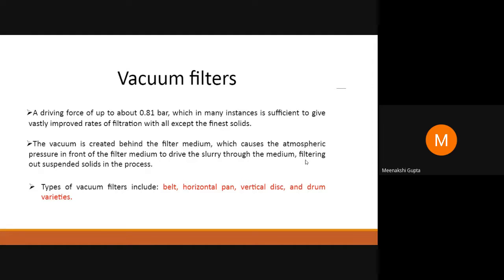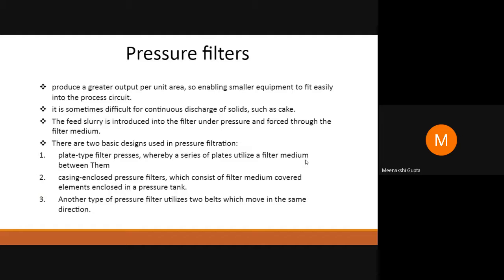Okay, so next is pressure filters. In this, the feed slurry is introduced into the filter under pressure and forced through the filter media. That is, we apply pressure over the slurry just to improve the rate of filtration.